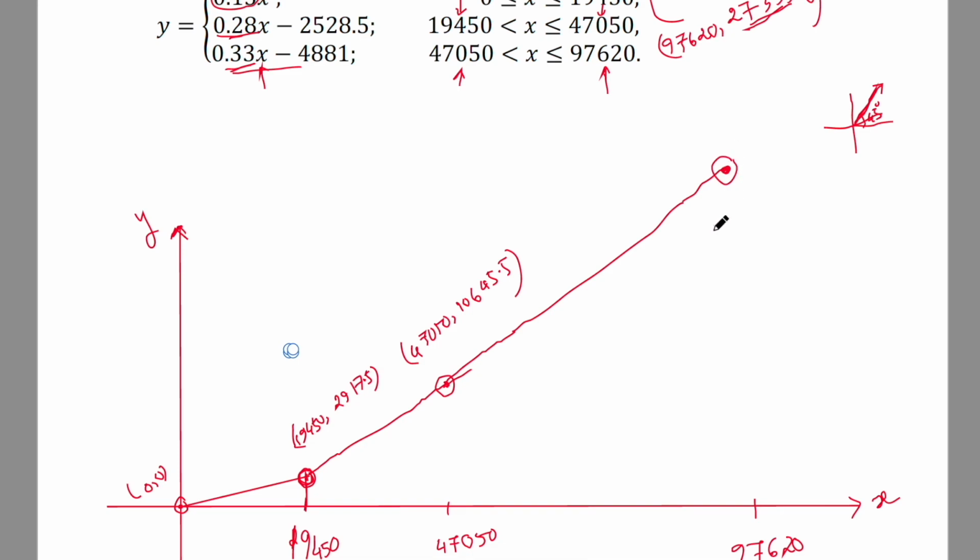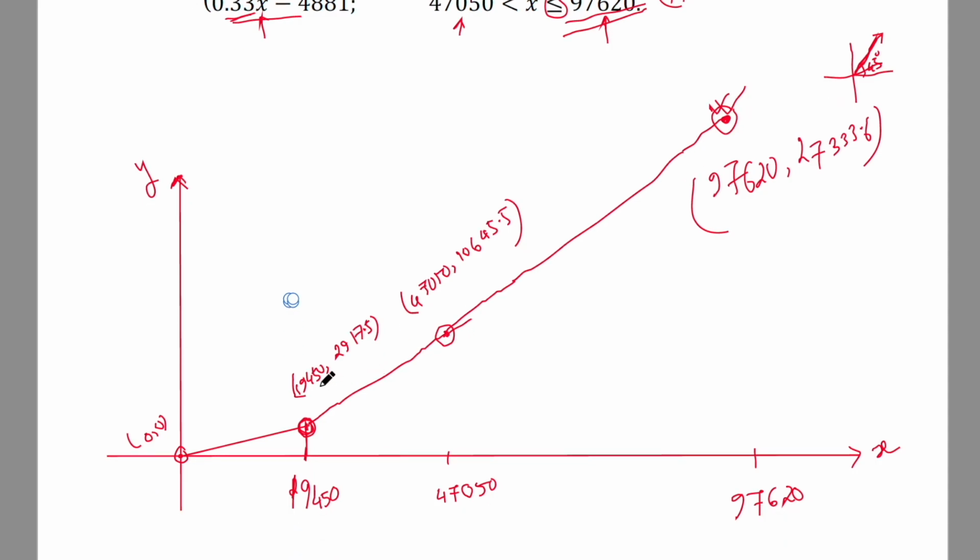The coordinate of this point is 97,620, 27,333.6. And you don't need to put any arrow sign here, because this line is a closed interval, so the third line will end at this point. And this is the graph of your tax function.